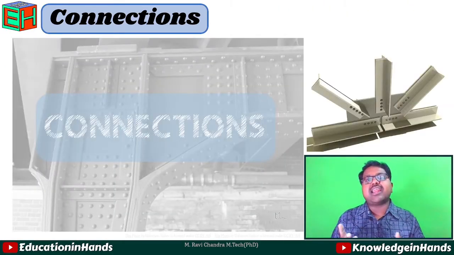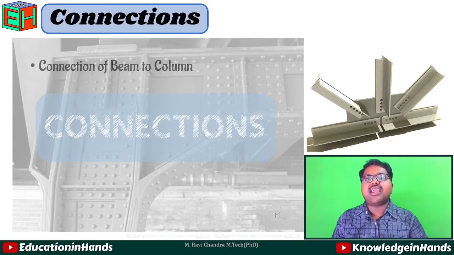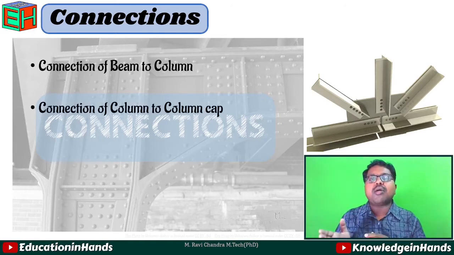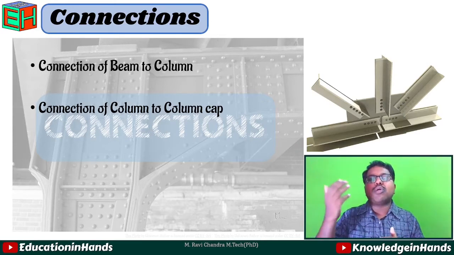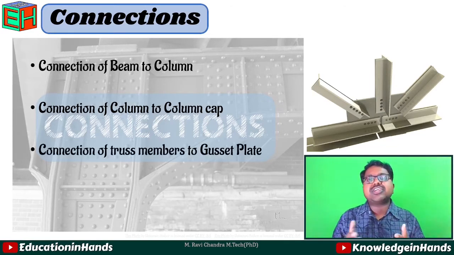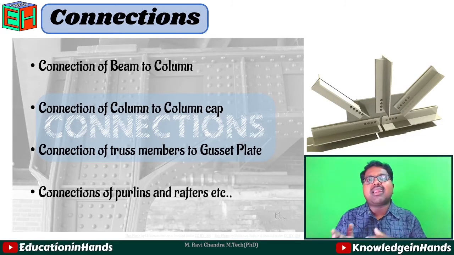These connections can happen between two or more members in a structure, like the connection between a beam and a column to transfer the load from beam to column, or the connection between a column and a column cap, which is for transferring load from column to the base or foundation, or else the connection of truss members to a gusset plate like in a roof structure, or else the connection of purlins and rafters in a structure.